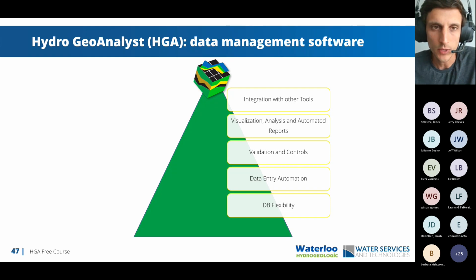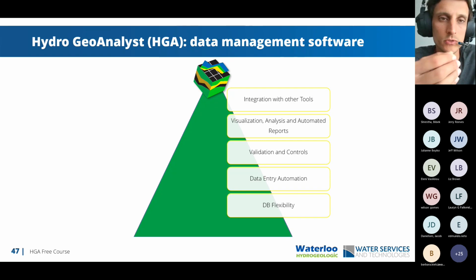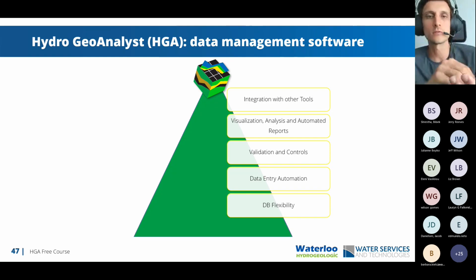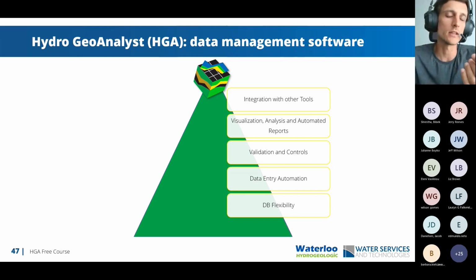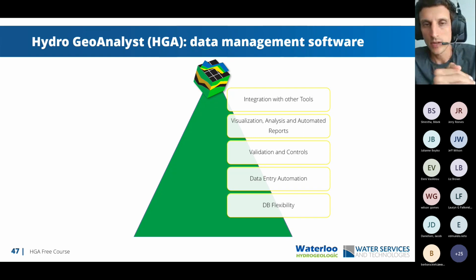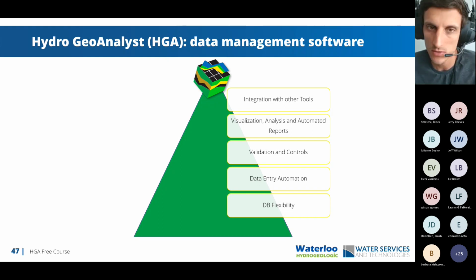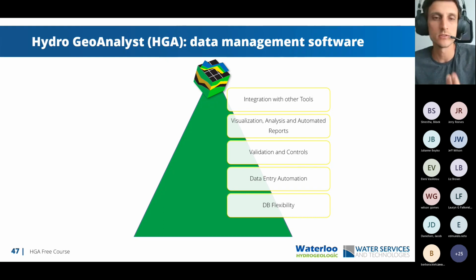So whenever you want to import data into the database using HGA, before importing the data, the software has some validation tools. It checks your data to see if everything follows the standards that you define. It checks if there is no duplicate data in the file that you're trying to import. So these validations and controls make it easier for us to import new data.